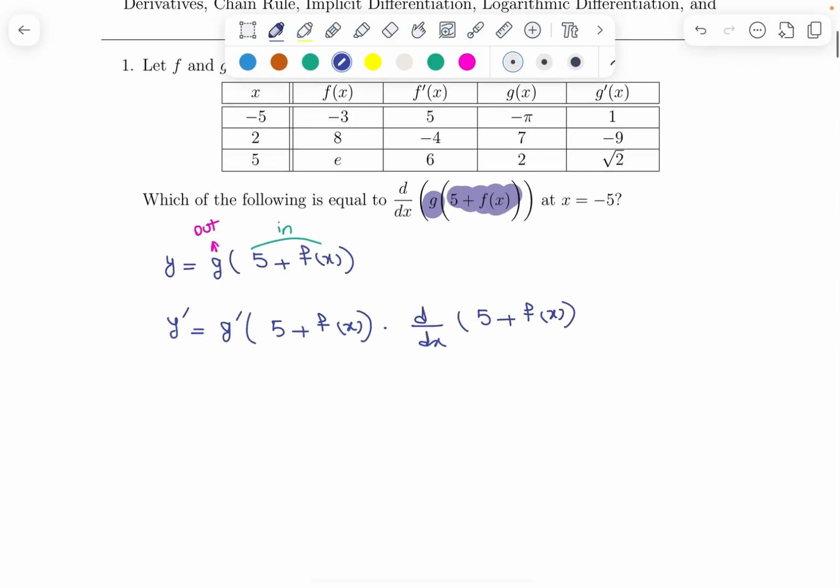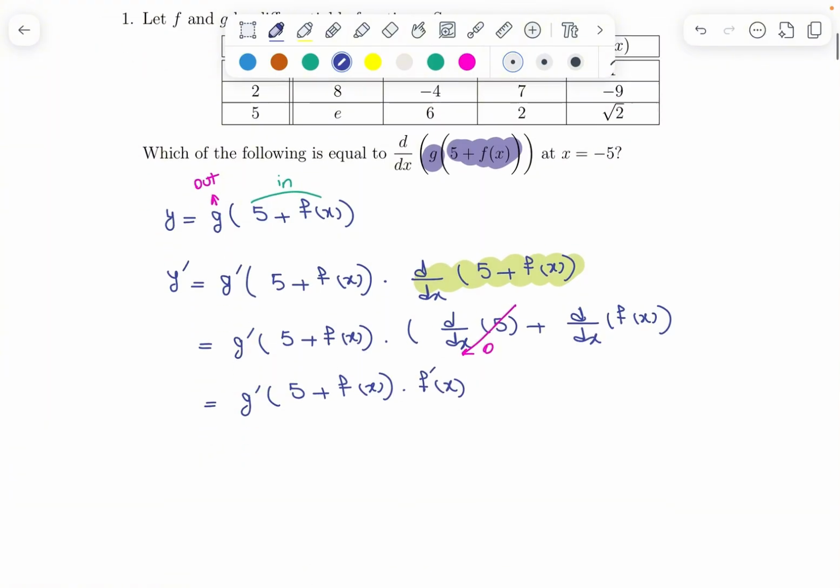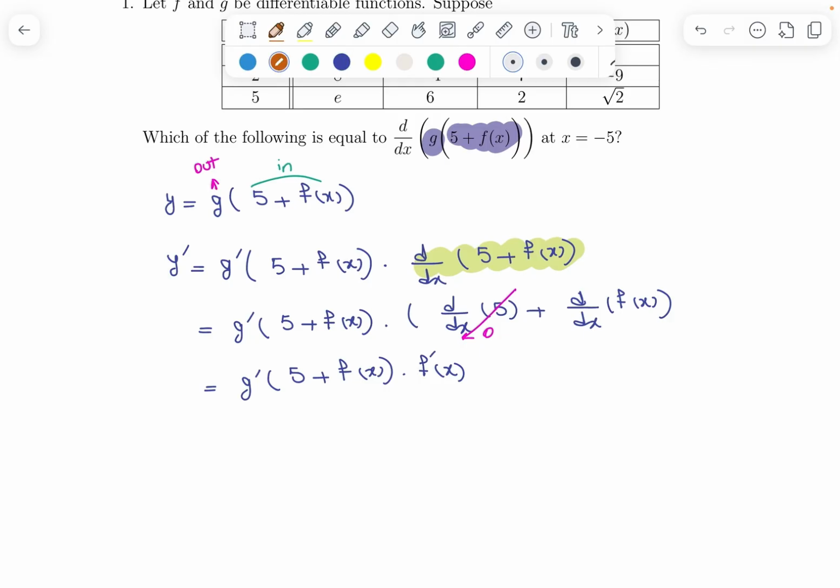So therefore you will get g prime of 5 plus f of x times derivative of 5 plus f of x, which would be derivative of 5 plus derivative of f of x. So therefore we will get g prime of 5 plus f of x times, derivative of 5 is 0, derivative of constant numbers is 0, and derivative of f of x would be f prime of x. Now let's substitute x equal to negative 5.